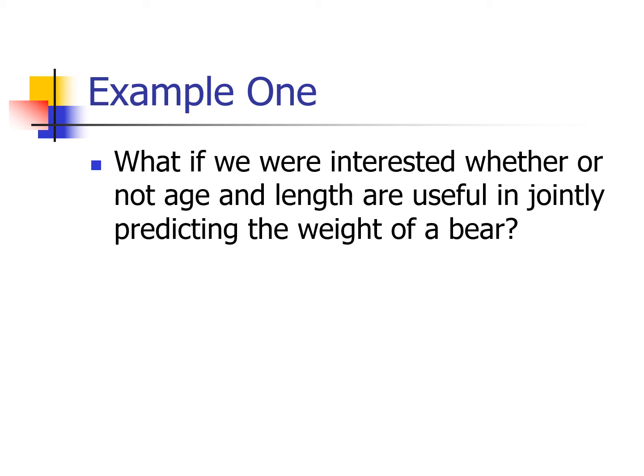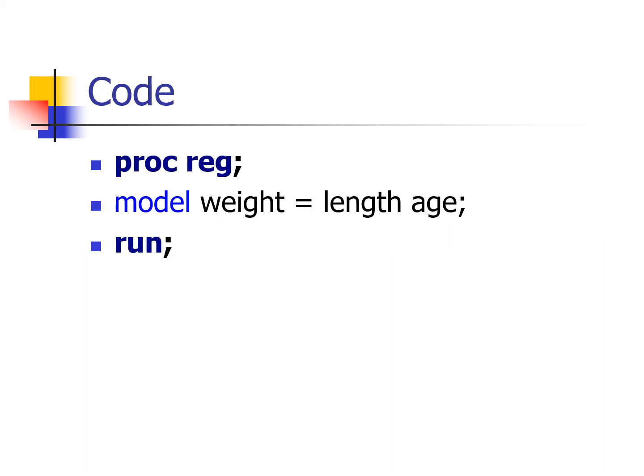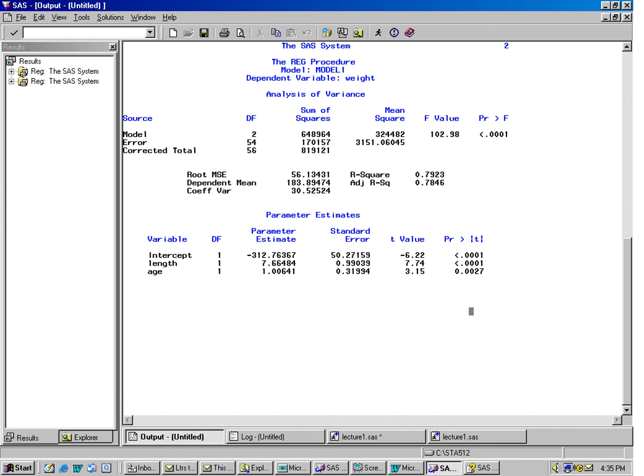Speaking of bears, what if we were interested in whether or not age and length, so now we're working with two variables, our k equals 2, are useful in a larger model used to predict the weight of a bear? The SAS code, very, very easy. We still use proc reg. We still use the model statement. You could put as many x variables as you want on the right-hand side of that equation. It's that easy. The output looks very similar, doesn't it?